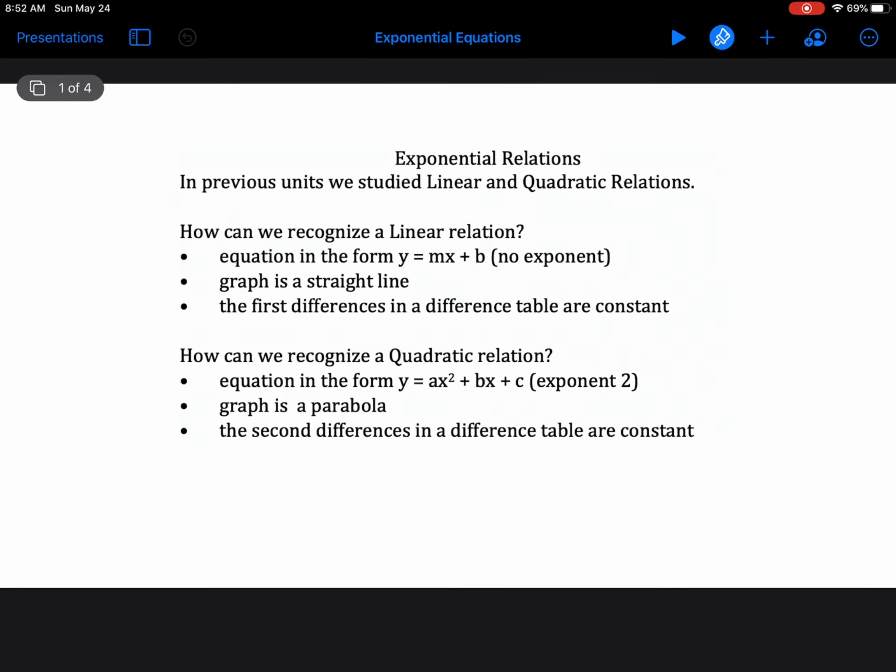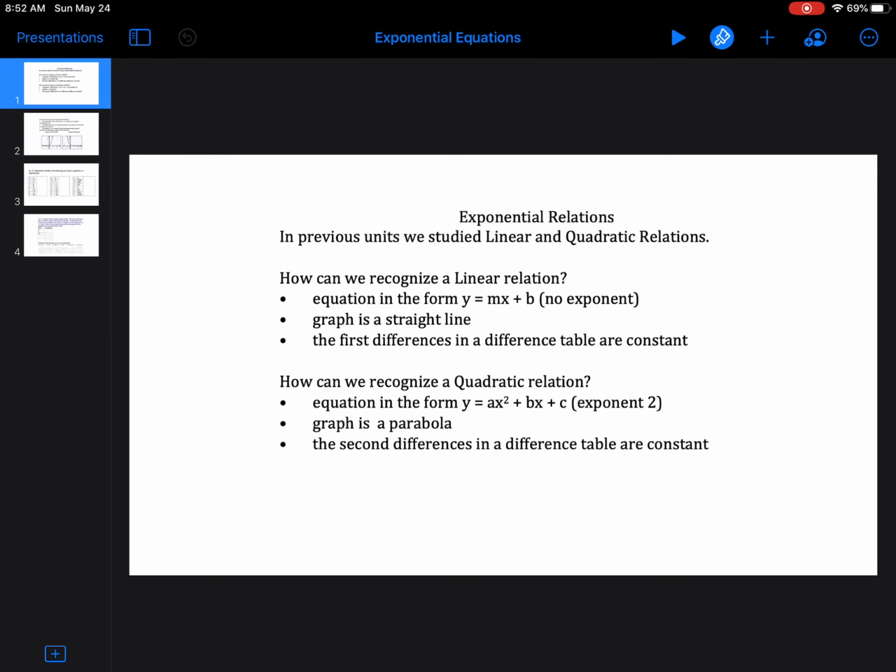So looking at exponential equations, we've been looking at exponents a lot. Now where this is leading is to exponential relationships. So far we've talked about a linear relationship, which is something that's directly correlated. If I'm walking 5 kilometers an hour and I walk for 2 hours, I will have walked 10 kilometers. If I walk 3 hours, I will have walked 15.